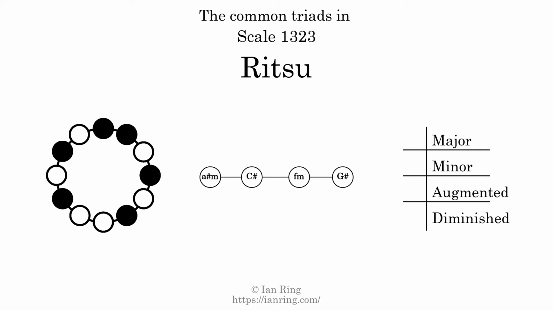Here are the common triads present in this scale. The diagram in the center is a graph of parsimonious voice leading between triads. There are 2 major triads. There are 2 minor triads. There are no augmented triads. There are no diminished triads. Here is a Hamiltonian path of parsimonious voice leading that uses all the triads.